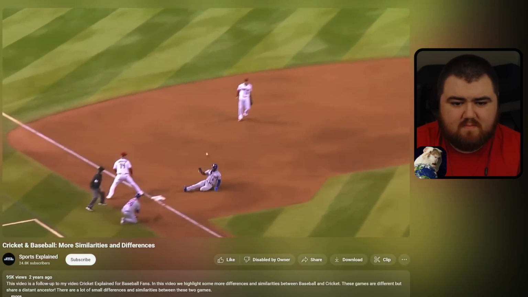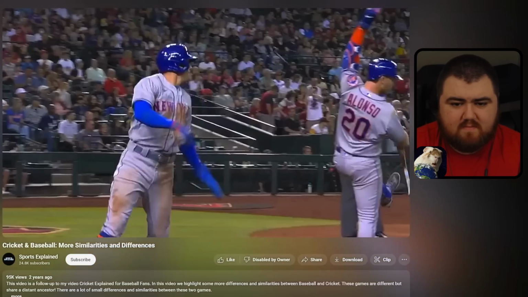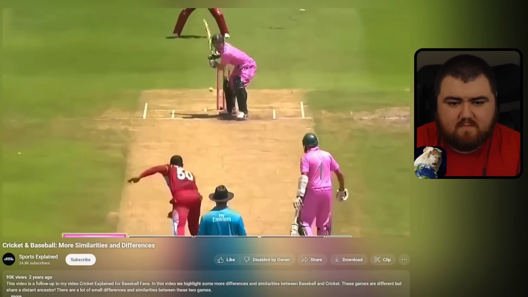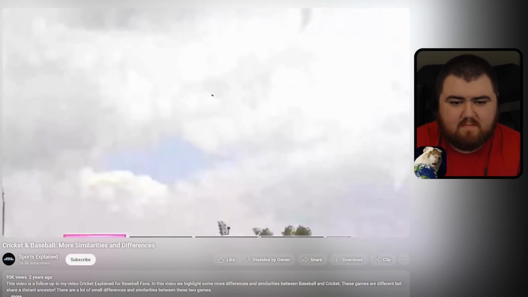With all this being said, I can confidently say that if you are starting from a place where you know nothing about either sport, cricket is by far the easier game to understand.